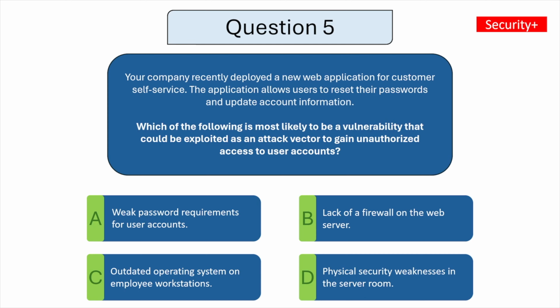Question 5. Your company recently deployed a new web application for customer self-service. The application allows users to reset their passwords and update account information. Which of the following is most likely to be a vulnerability that could be exploited as an attack vector to gain unauthorized access to user accounts? A. Weak password requirements for user accounts. B. Lack of firewall on the web server. C. Outdated operating system on employee workstations. D. Physical security weaknesses in the server room.